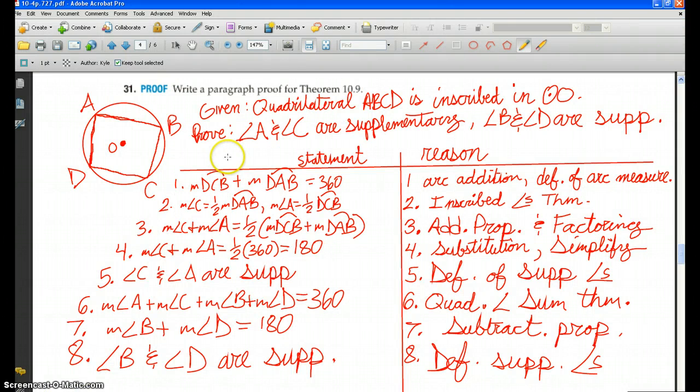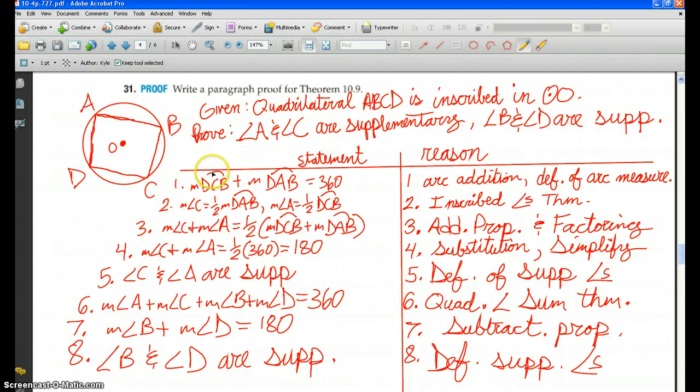Number 31, write a paragraph proof for theorem 10.9, and we're going to write a 2-column proof instead. Basically, theorem 10.9 states that if you're given a quadrilateral, in this case ABCD, which is inscribed in a circle, in this case circle O, then your opposite angles are supplementary. So in this case, A and C are supplementary, and B and D are supplementary. So given this information, we should be able to prove this.